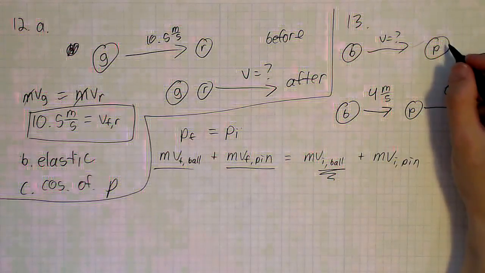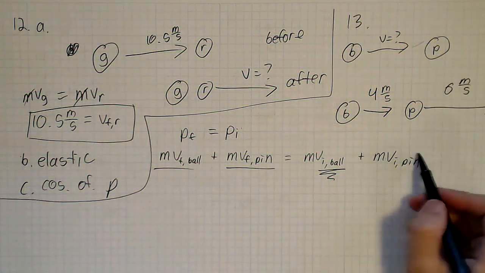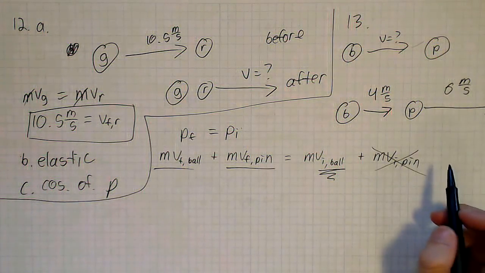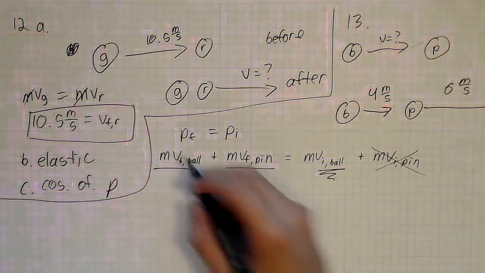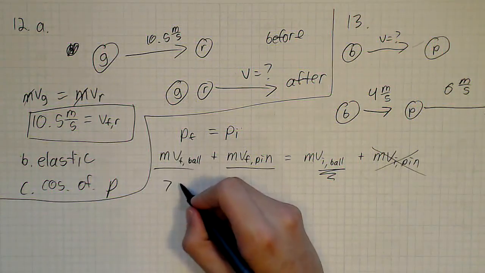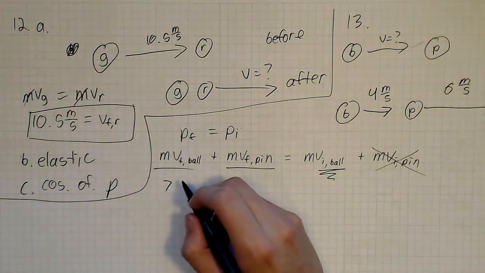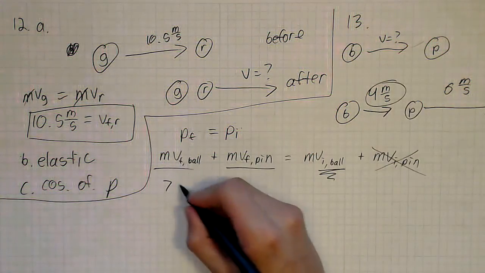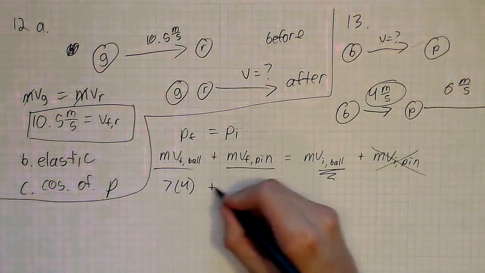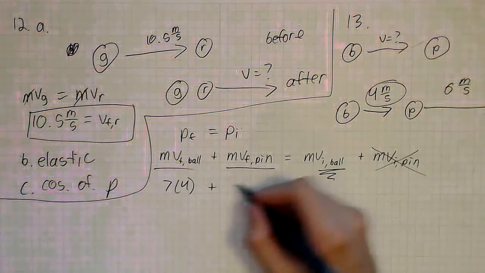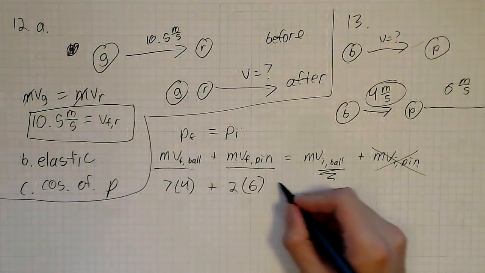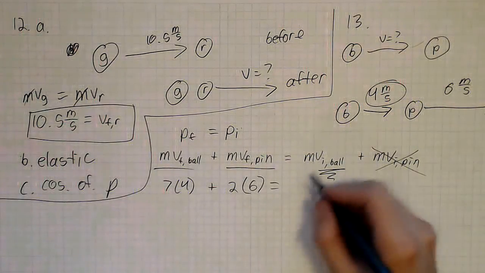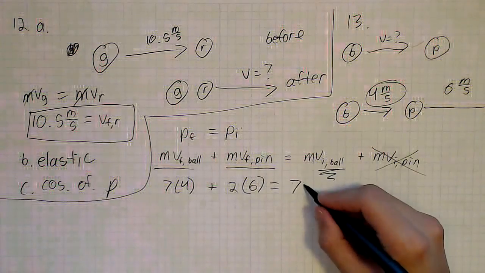Now we know that the pin started at rest, meaning it has a velocity of 0, which means it has a momentum of 0, so we can cancel that out. We know that the mass of the ball is 7 kilograms, so we can plug that into all of these. We know that its final velocity is 4 meters per second, so we can go 7 times 4 plus mass of the pin, which is 2 kilograms, times the velocity of the pin, which is 6, equals, again, the mass of the ball times its unknown velocity.